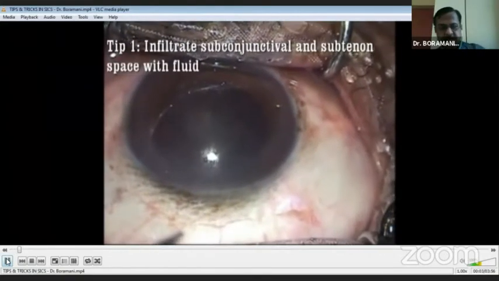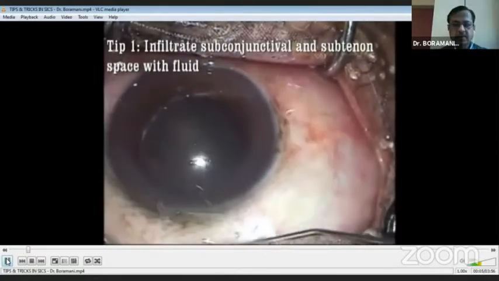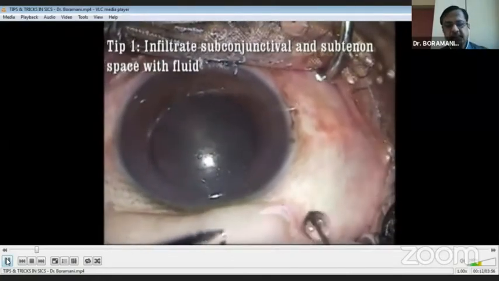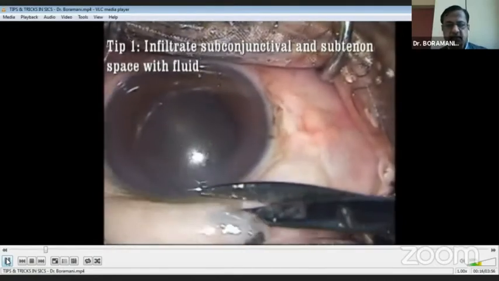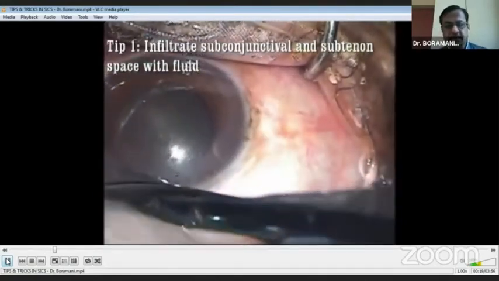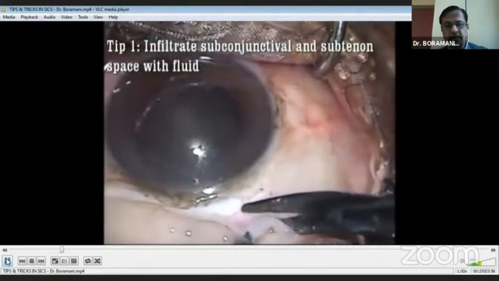So I'm giving some of my small tips in SICS surgery. Whenever I do the peritomy and the cutting of the tenon, immediately after the cut, I infiltrate fluid under the conjunctiva. This fluid can be BSS, or if you want, you can inject anesthetic. So I form a bleb under the conjunctiva. After the tenon is also cut, again I form another bleb under the tenon.